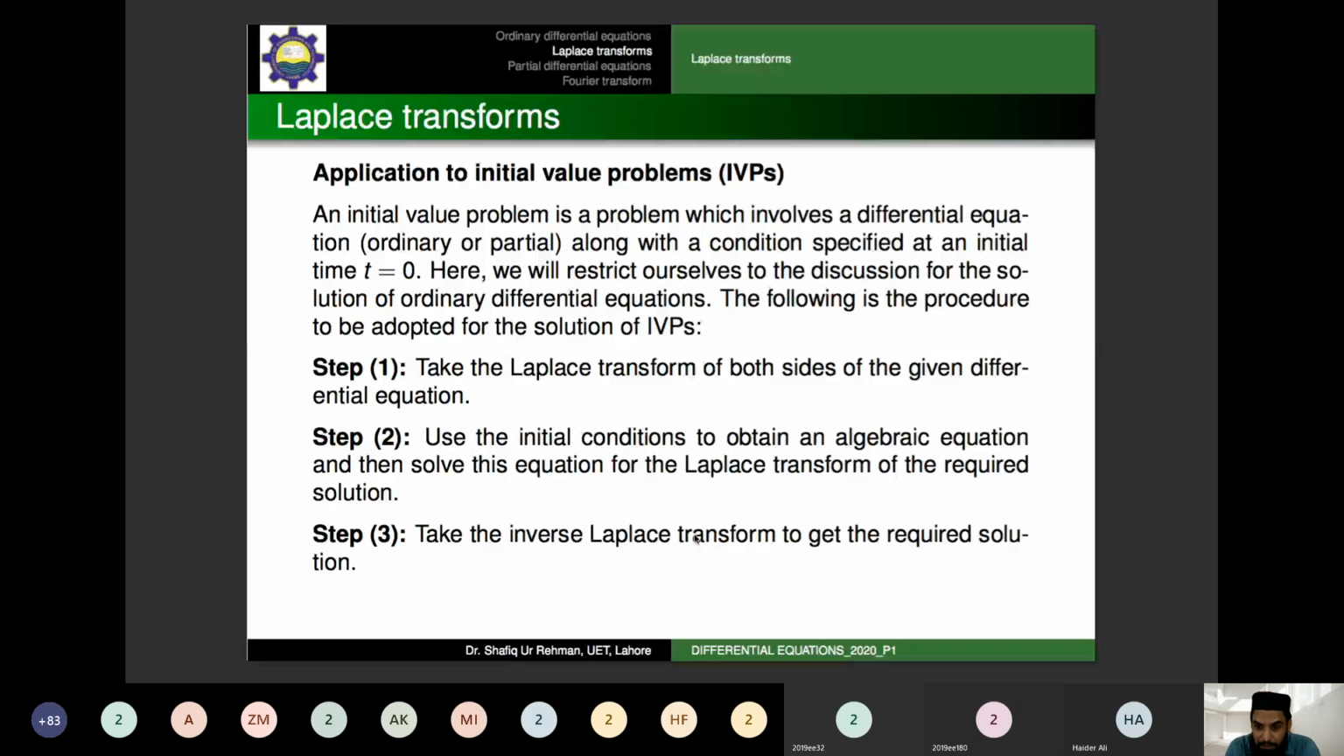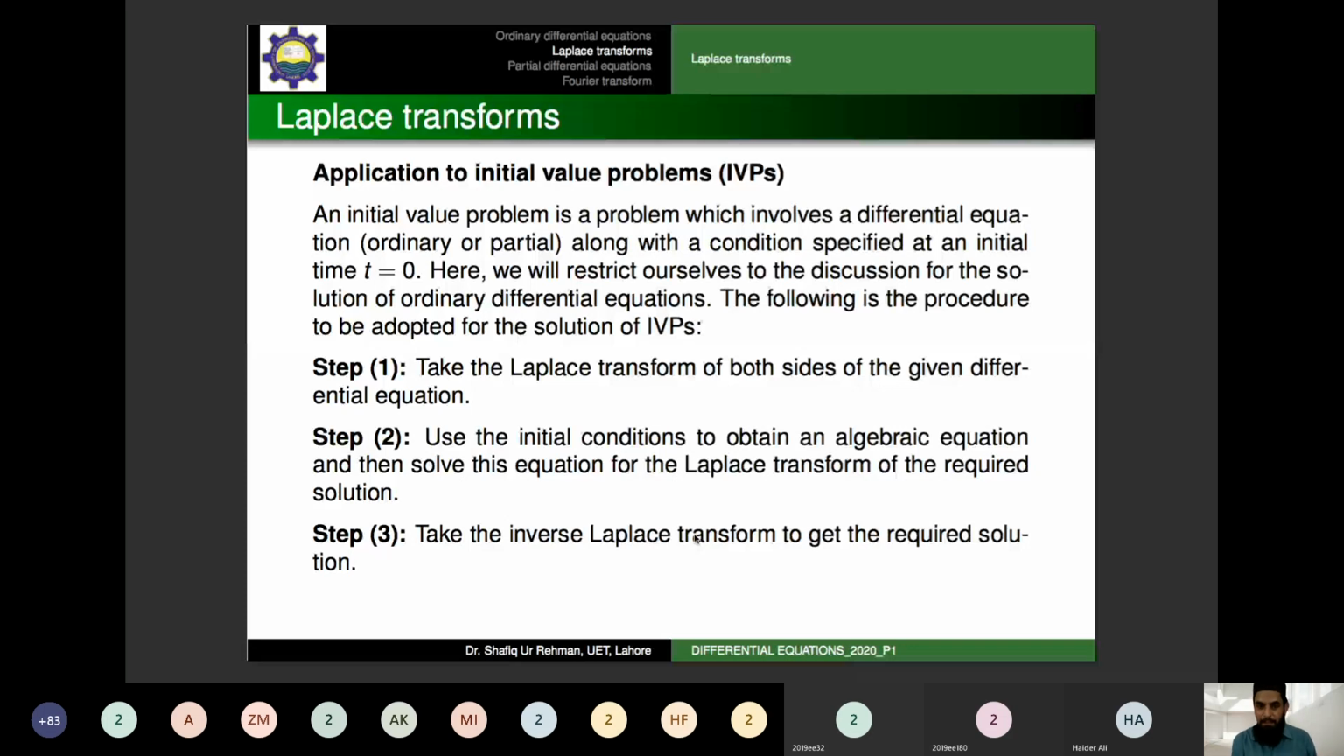If you have more than one condition, then you need to look at whether the conditions are initial or boundary. If all the conditions are subject to only one value of the independent variable, then they are initial conditions, and the problem together with the initial conditions is known as an initial value problem. And if the conditions are subject to more than one value of the independent variable, then they are known as boundary conditions, and the problem together with boundary conditions is a boundary value problem. We will look into the initial value problem.